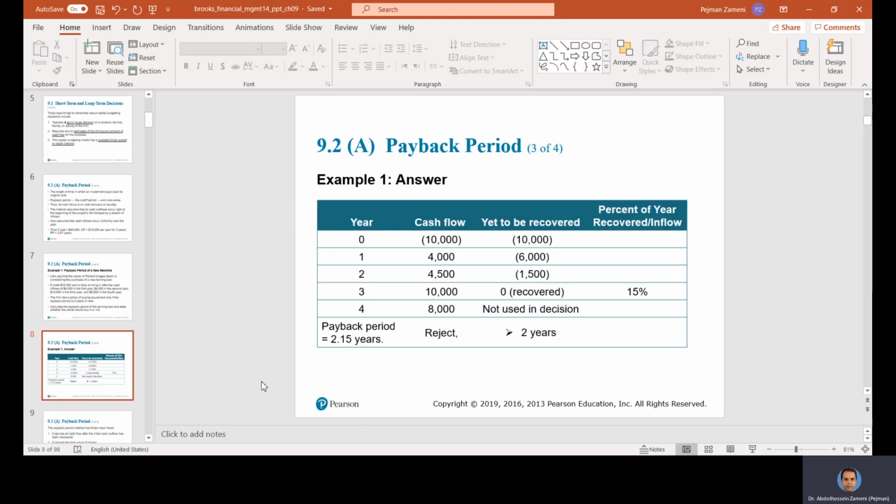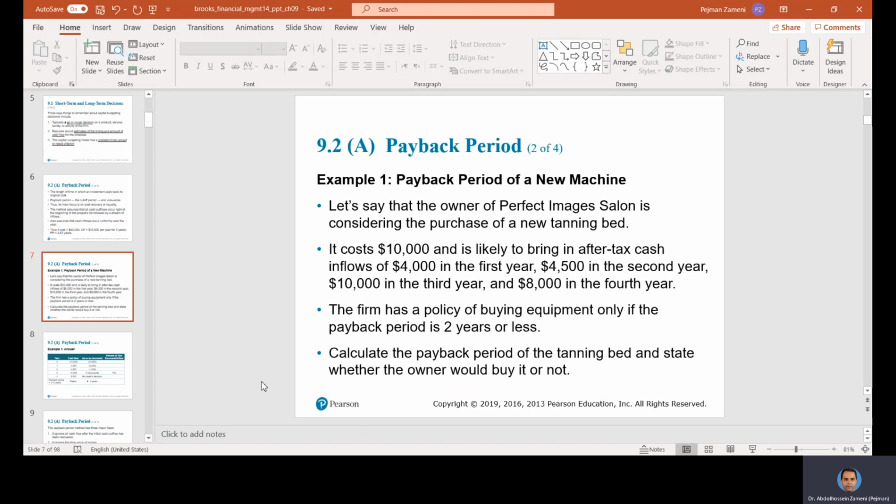Okay, let's see an example here. Payback period of a new machine. Let's say that the owner of Perfect Images Salon is considering the purchase of a new tanning bed. It costs $10,000 and is likely to bring in after-tax cash inflows of $4,000 in the first year, $4,500 in the second year, $10,000 in the third year, and $8,000 in the fourth year. The firm has a policy of buying equipment only if the payback period is 2 years or less. Calculate the payback period of the tanning bed and state whether the owner would buy it or not.